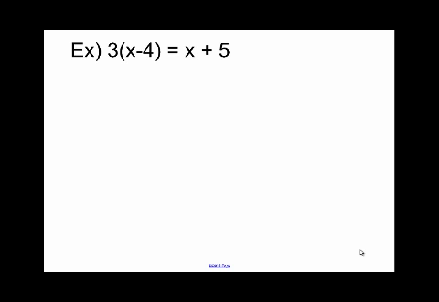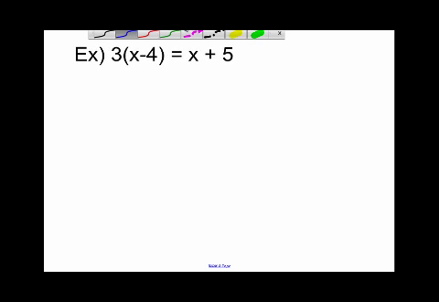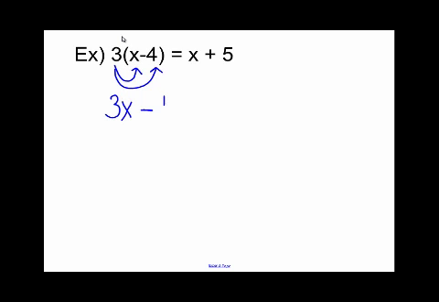If I have a bracket, I'm going to get rid of it first by multiplying what's outside the bracket by everything that's in. So I'm going to multiply that 3 by x and then multiply the 3 times 4. So my first step here will be to get rid of that bracket. So that'll leave me with 3x minus 4 times 3 is 12 equals x plus 5. So there I am, 3x minus 12 is equal to x plus 5.